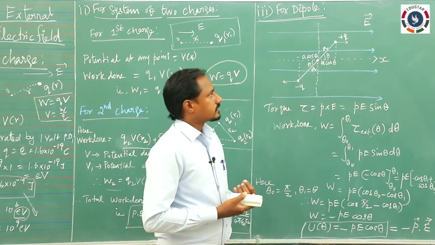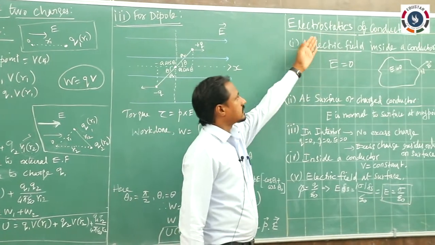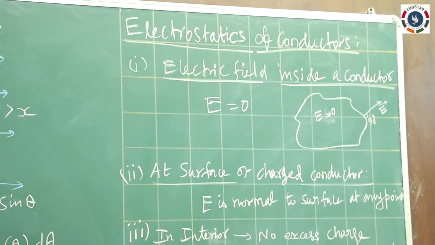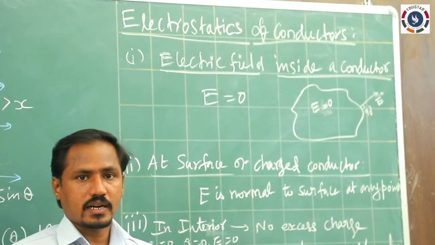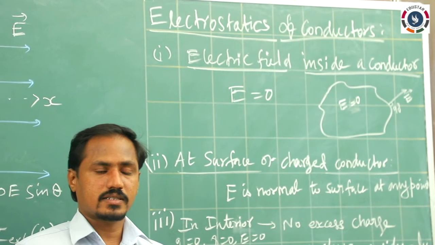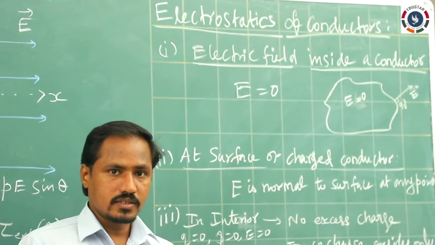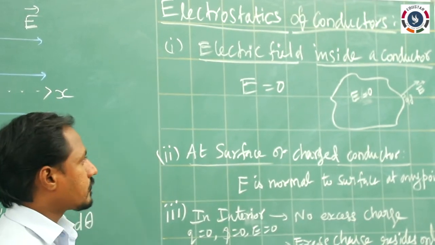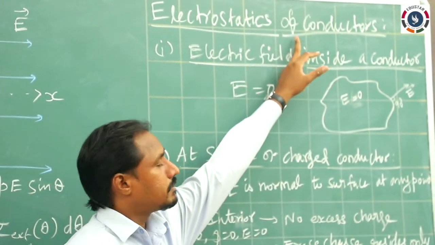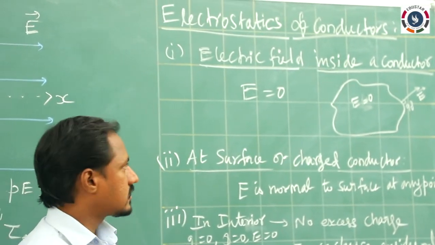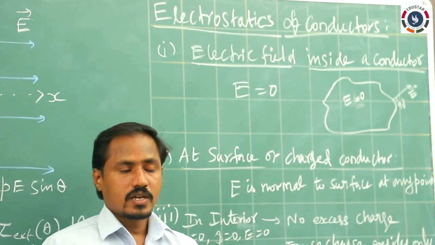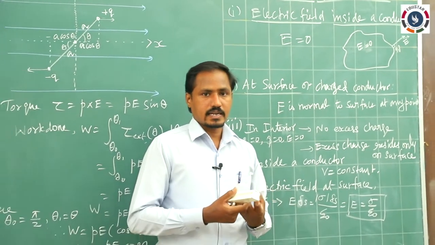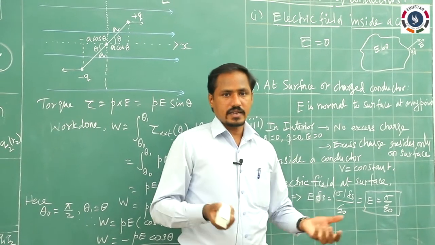Next we move to electrostatics of conductors. So the miscellaneous topic, electrostatics of conductors. Usually we study conductors, meaning metallic conductors, solid conductors, electrolytic conductors, liquids, and some gases also act as conductors. But for practical purposes we are considering only metallic solid conductors. In metallic solid conductors we know there are a large number of free electrons. These free electrons are responsible for electrical conduction. They move randomly in all directions.